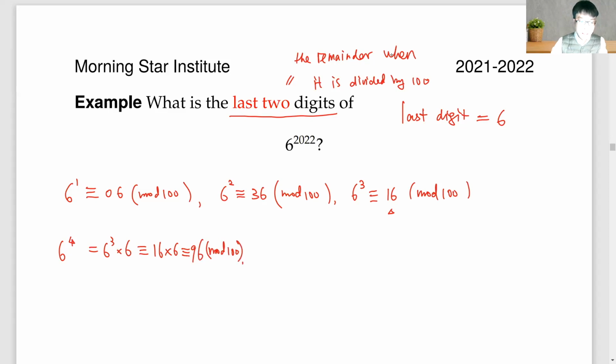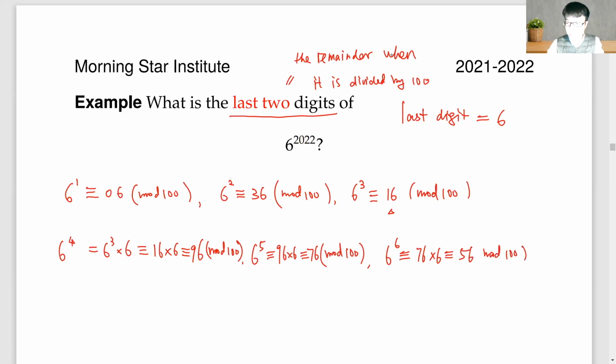Okay, and similarly 6 to the fifth. 6 to the fifth corresponds to 96 times 6. You don't need to worry about the exact value of 6 to the 5. That's a big number. So just do 96 times 6. The last 2 digits correspond to 76 mod 100. So similarly, 6 to the 6th power corresponds to 76 times 6. It is equal to 56 mod 100.